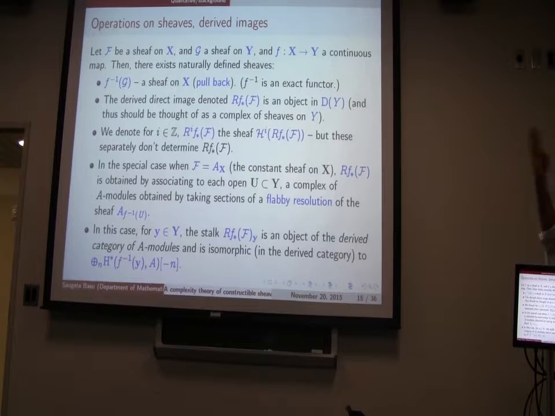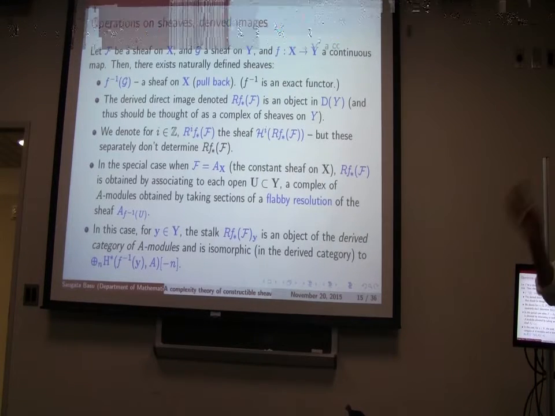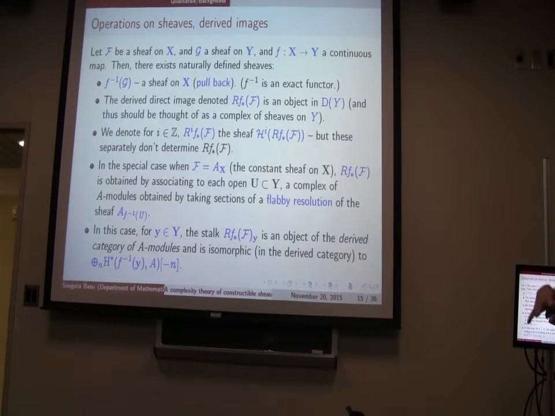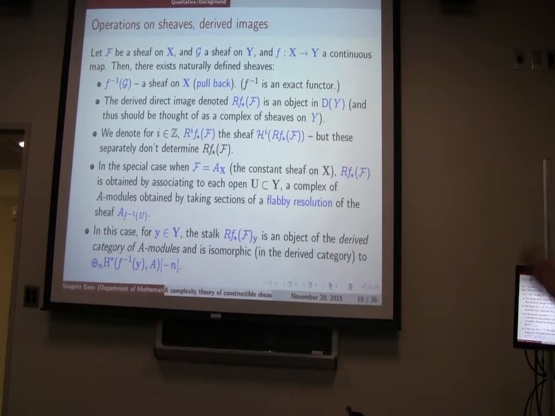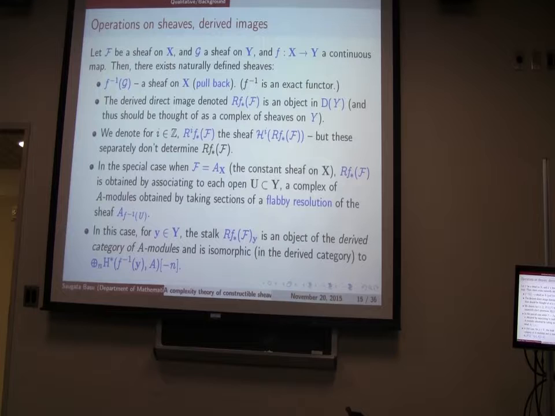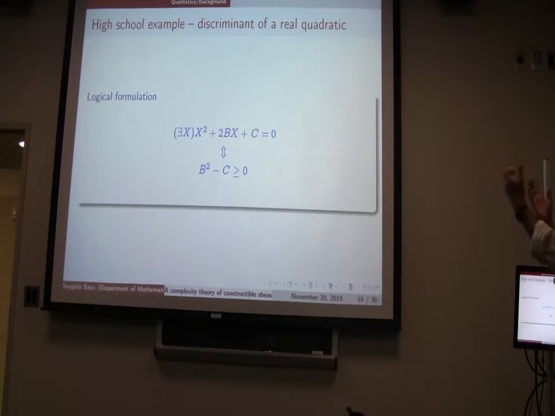Okay. And just to press this point a little bit, we have talked about three different pictures of more or less the same thing: quantifier elimination, which is something in logic; the fact that the image of a semi-algebraic set is semi-algebraic, which is something in geometry; and then this sheaf. How does it work for the very well-known example of the discriminant of a real quadratic?